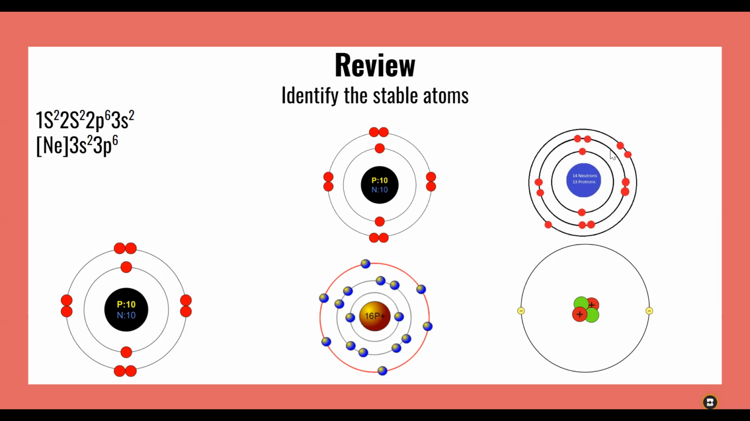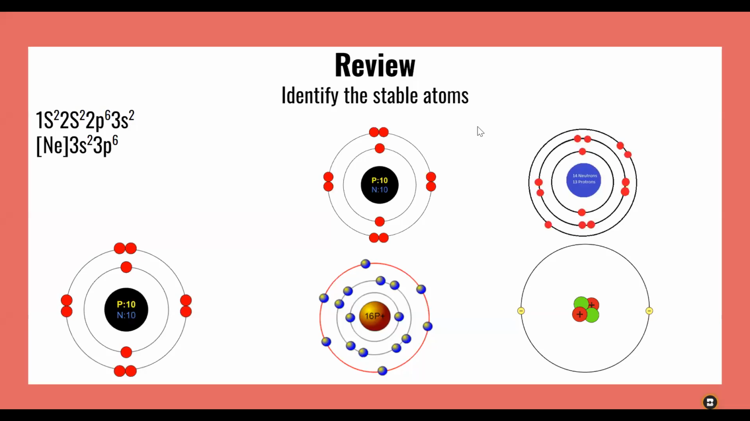What about this one? This has 3 energy levels. It should have 8 to be stable. So this is not stable. It has only 3. This one is the same thing as this. Then this one, there's 3 energy levels. So 1, 2, 3, 4, 5, 6. So it's not stable. It has only 6. Then this one has only 1 energy level. It has 2, so it is stable. Okay, hopefully you got it right.